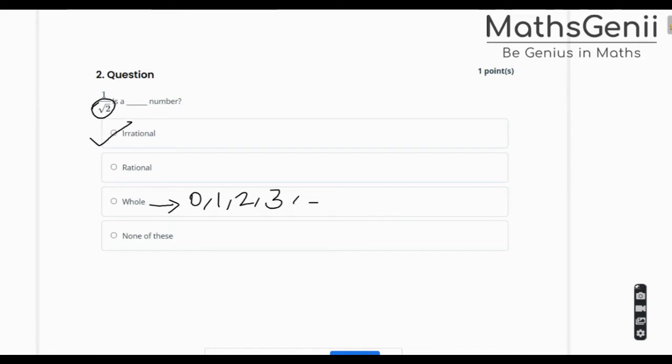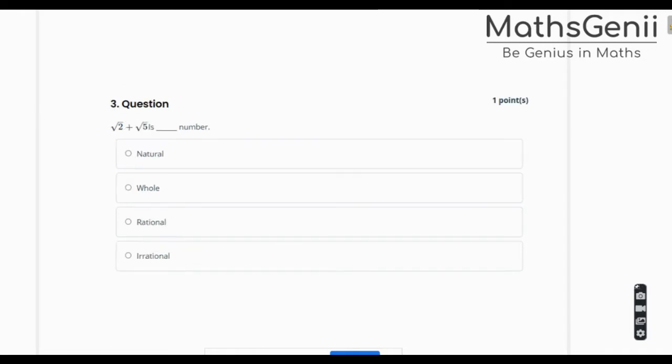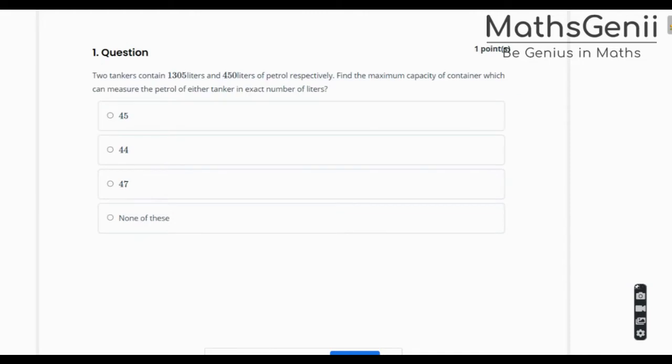So remember, root 2 is an irrational number. Again, here also root 2 is coming, so it's an irrational number. Correct? In seconds, you are able to solve such questions. These are very easy questions. Now let's look at some of the tougher ones.